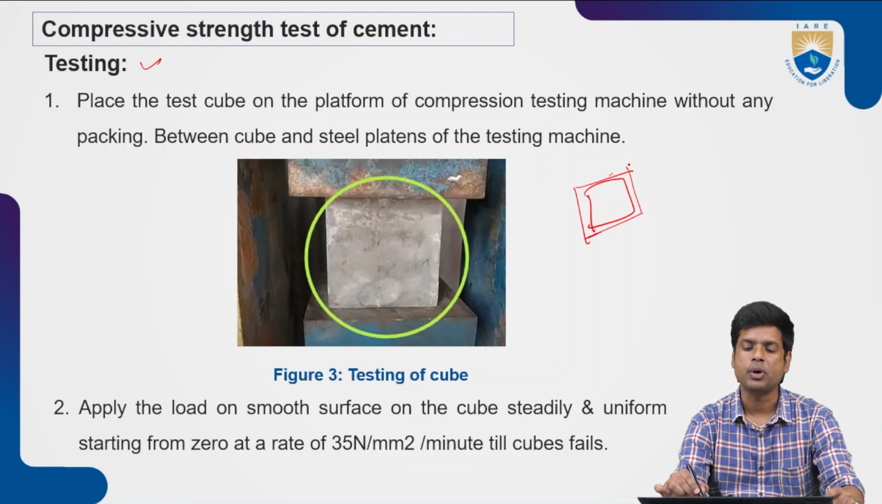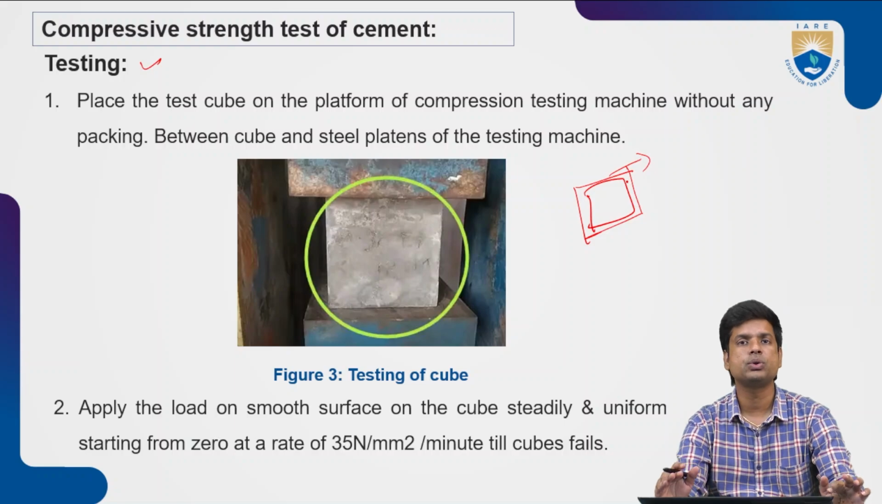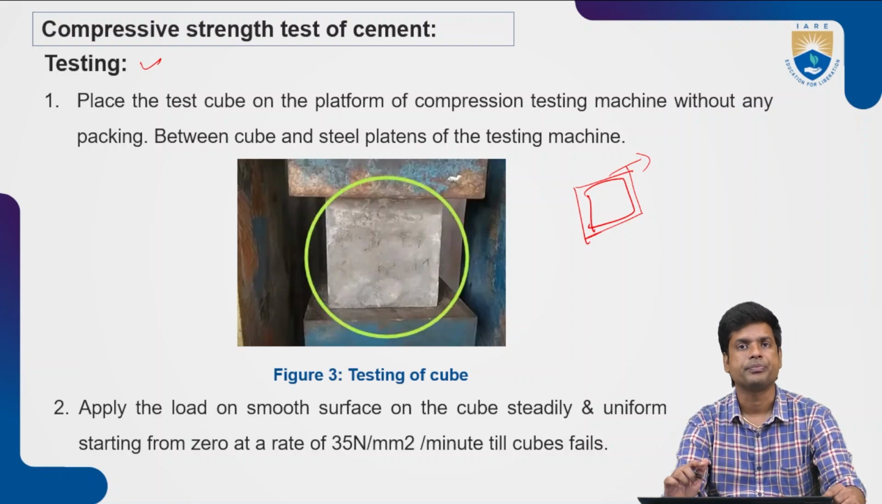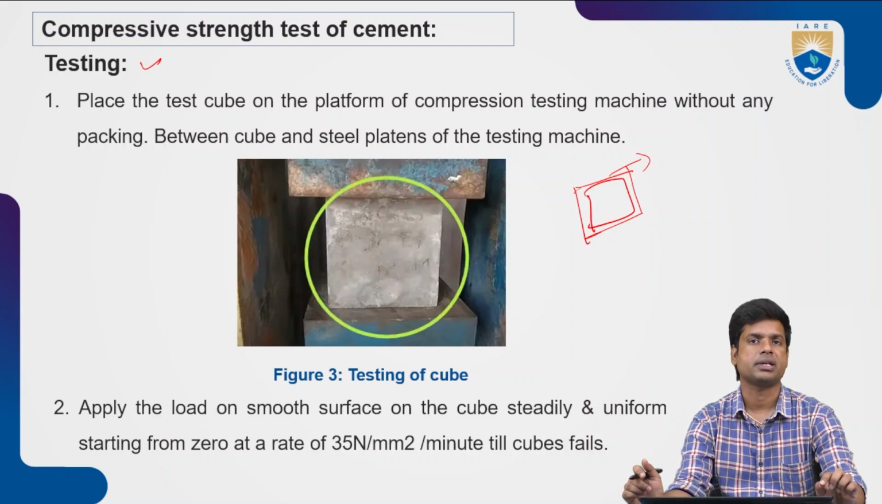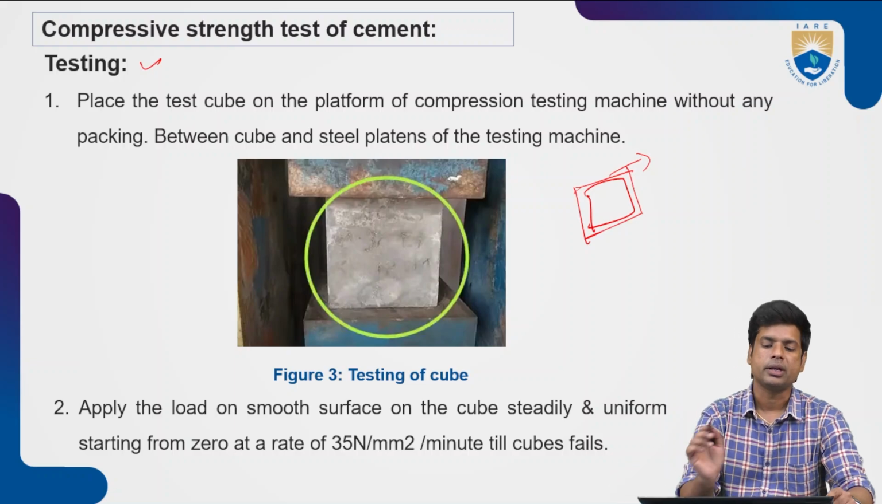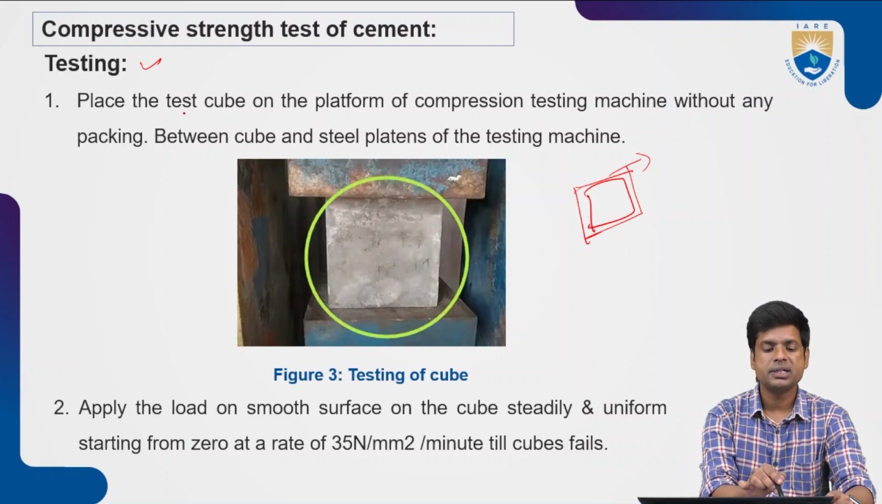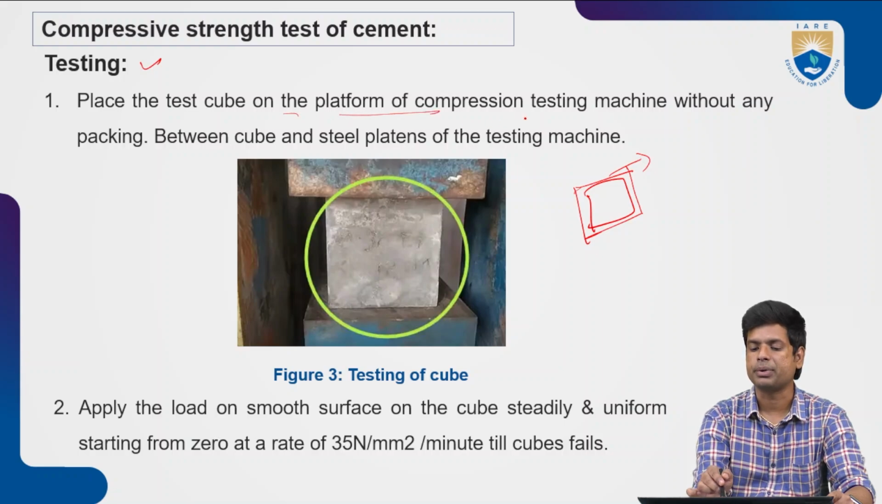Just wipe it out and dry it for 2 to 3 hours. Before testing, you have to dry it for some time by wiping out the moisture content, to avoid unnecessary abnormal results. Now, after wiping and drying it for some time, place the test cube on the platform of the compression testing machine without any packing.